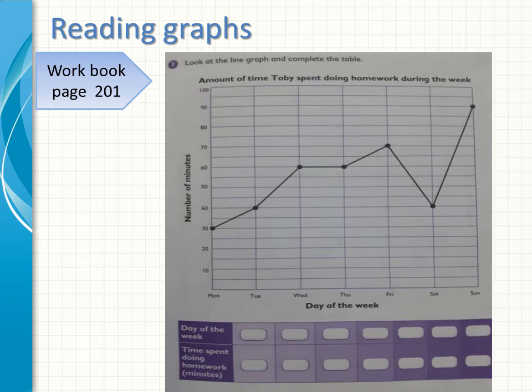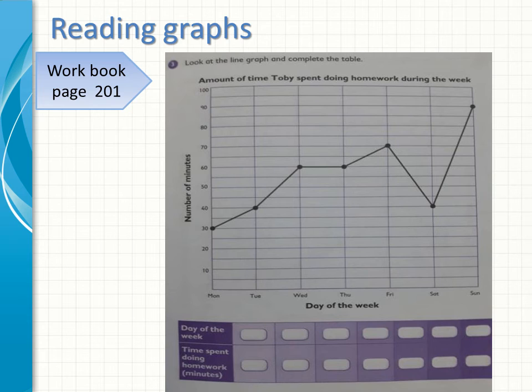Let's see. The horizontal side talks about the days of the week. Definitely we cannot have more than 7 because we have 7 days in a week. So Monday to Sunday. And the vertical side talks about the number of minutes that he spends. Now let us look at the questions that we will solve. We will look at Monday and Tuesday and Wednesday. Then you can solve the rest on your own.